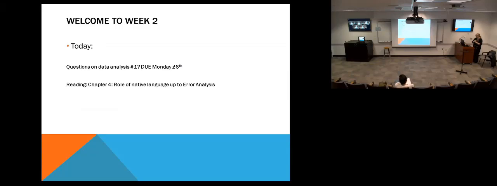We're also going to look at the reading, chapter 4, role of native language up to error analysis. This should be a nice little review because we actually talked about this in week 1, right at the very beginning. We talked about how we went from behaviorism to contrastive analysis to error analysis. So that was the reading that you did for this week in chapter 4, and it should not have been too complicated because you already had an idea.